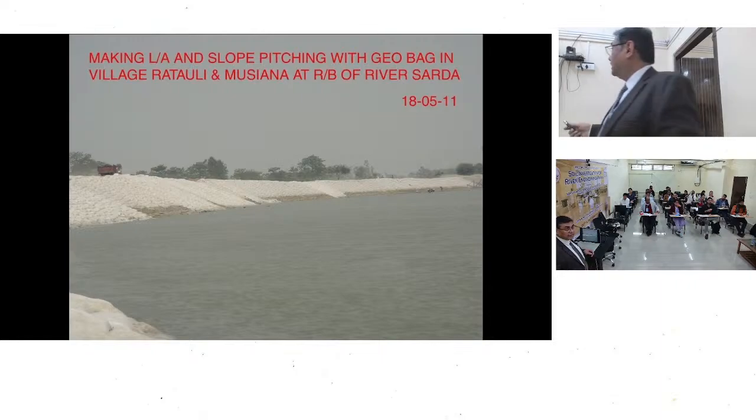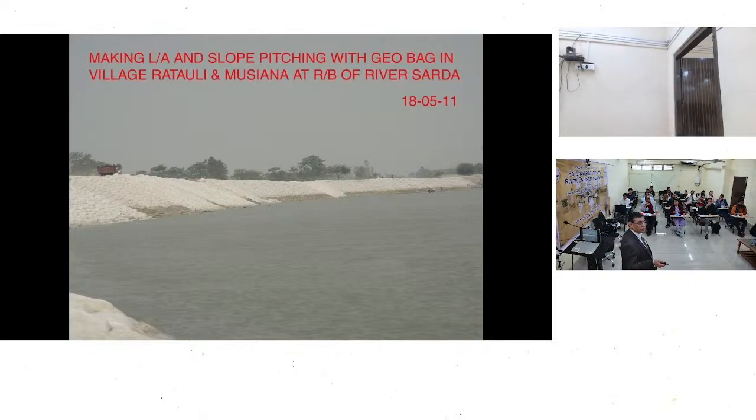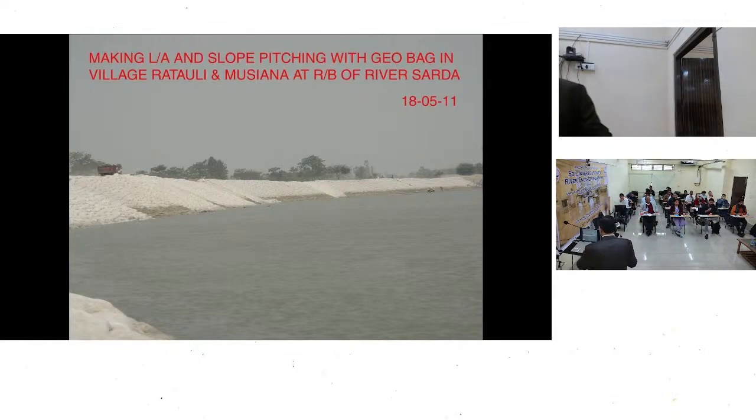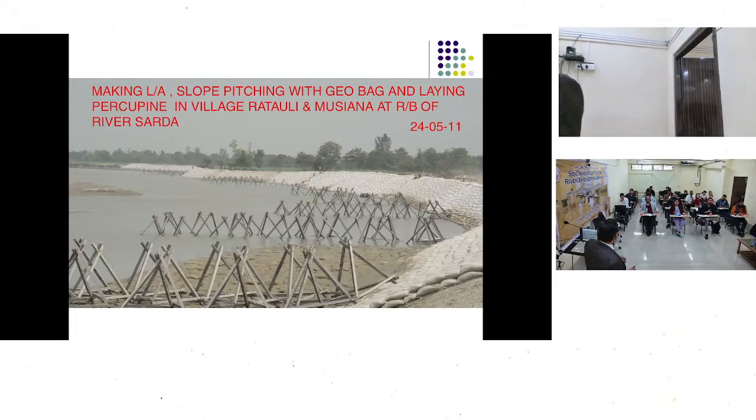So geobags were used all along the length of the places where the river was being eroded, and then also, to deflect the fast-moving current from the river bank, porcupines were used. These porcupines were placed on the launching apron which was created using the geobags. The launching apron is up to here, and on this launching apron you are putting the porcupines. If you put the porcupine directly on the river bed, they will settle. Then further, alone these porcupines will not work.